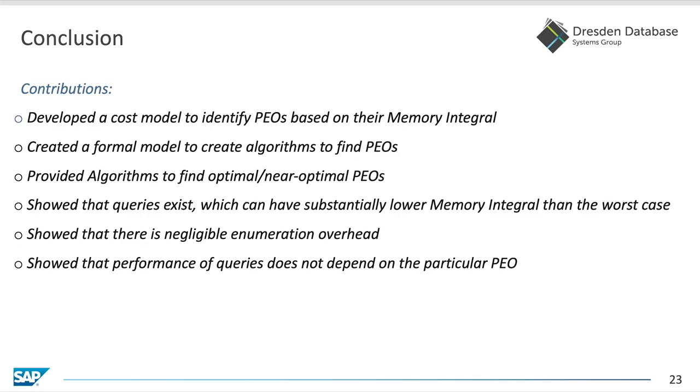Conclusion: we contributed a cost model to identify PEOs based on the memory integral. We created a formal model to develop algorithms to find PEOs and provide algorithms to find optimal and near-optimal PEOs. We showed that queries exist which can have a substantially lower memory integral than the worst case, and showed that there is a negligible enumeration overhead. We showed that the performance of queries does not depend on a particular PEO.